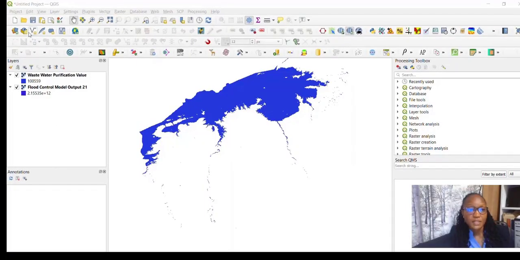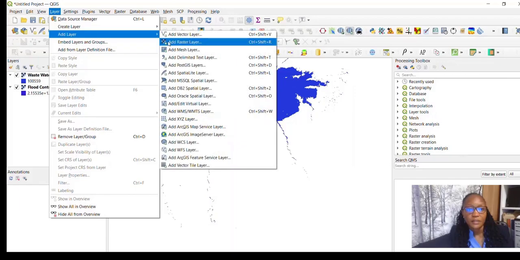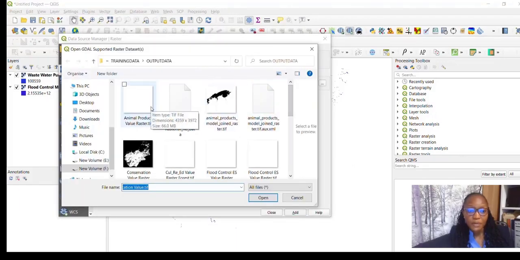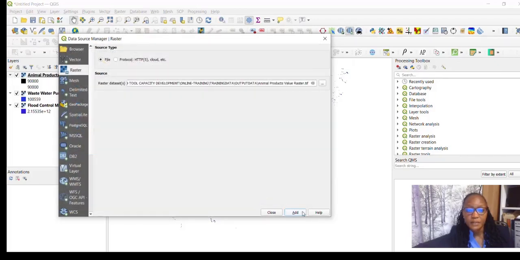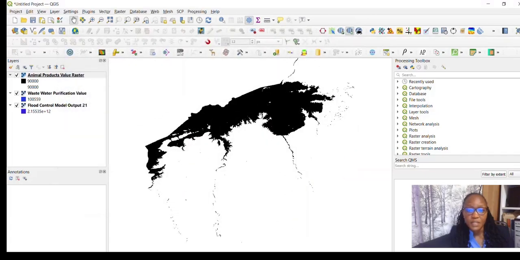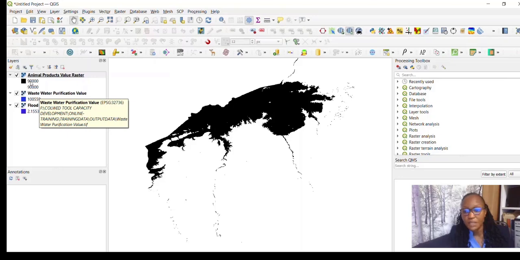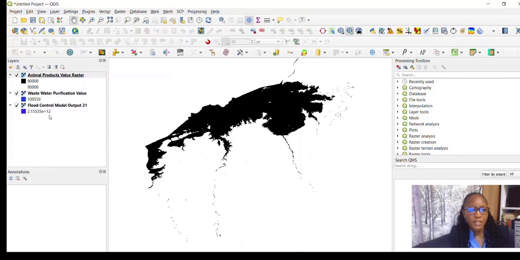We can now load the wetland product, add raster. So we have our animal products value raster. We add it. So based on the data provided, what happens is that the model picks up all the fishing zone areas and sums them up and provides us with the data at pixel level for the animal product value raster. So you can see there that we have three products, or three ecosystem services, that we can sum up and get a value of this raster.